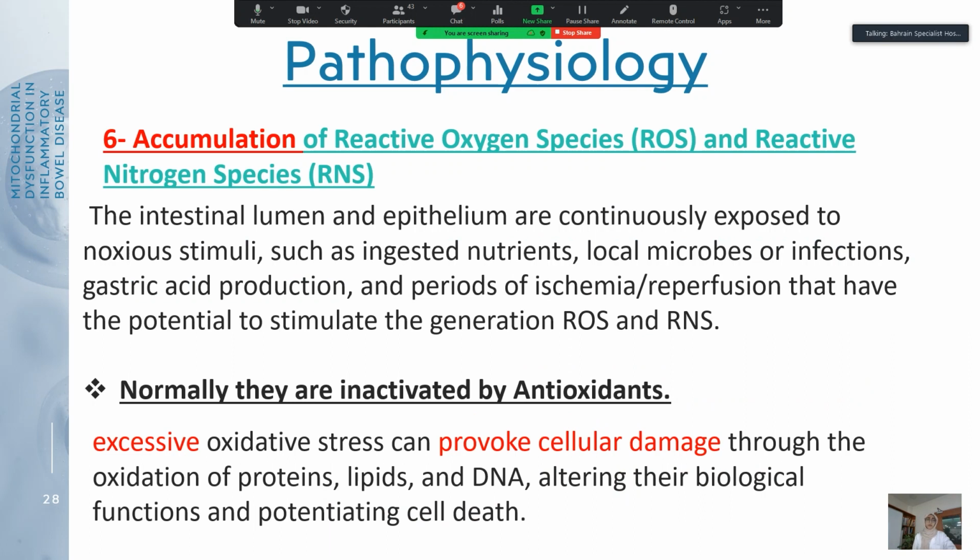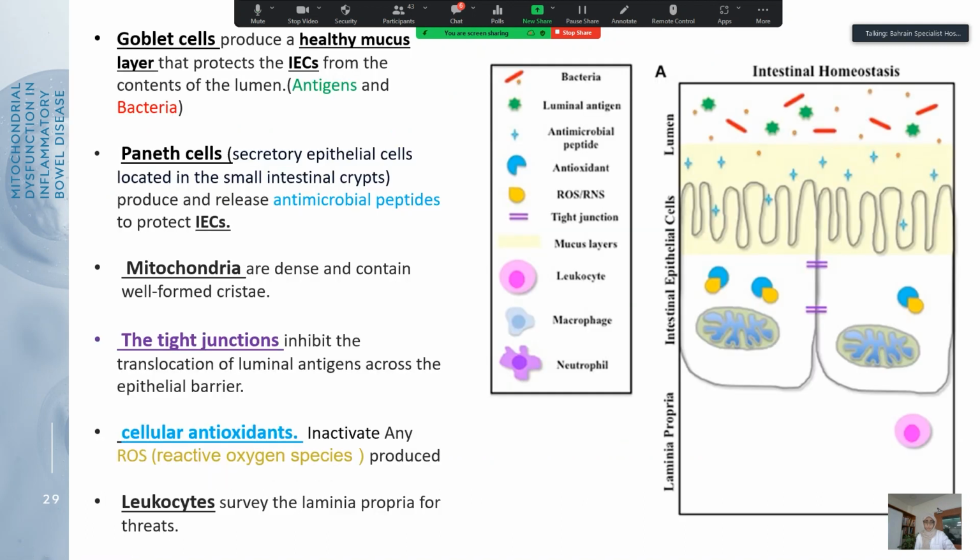The final thing is the reactive oxygen species and the nitrogen species. These two products come out from the different metabolizing processes inside the cell. If there is any accumulation of these two without proper turnover, it could cause oxidation of the proteins, lipids, and DNA, alter the biological function, and cause cell death. This will explain more of what we said now.